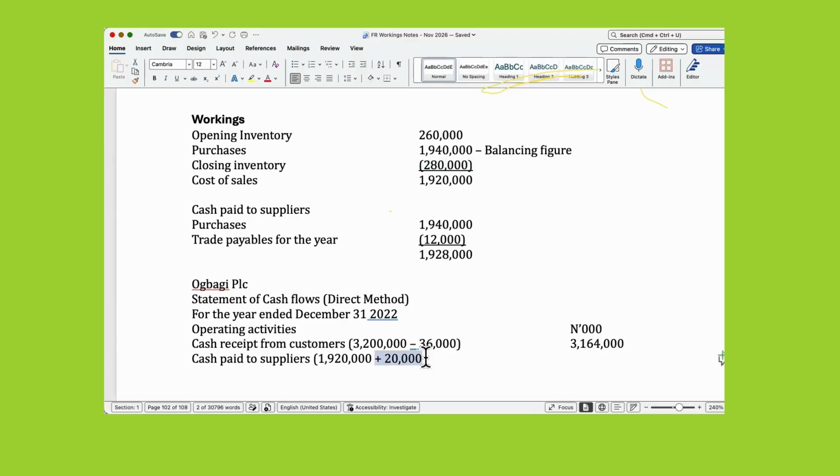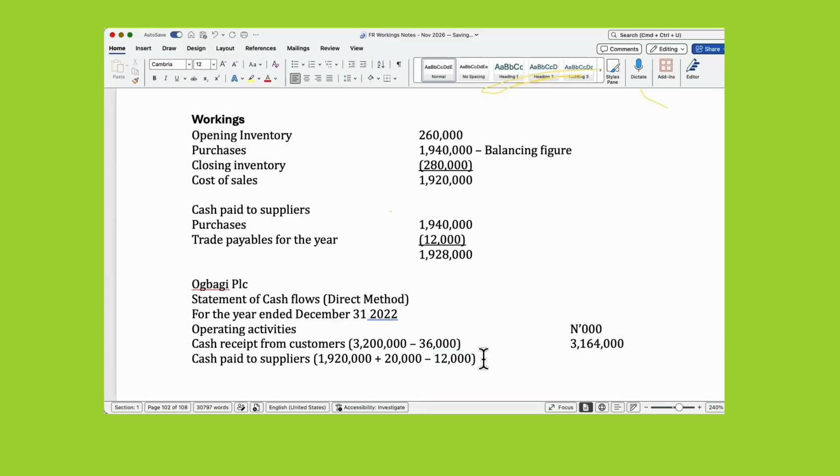So I'm going to add it back because it's a non-cash item. It was deducted. In order to remove it, I'll just add it back. Then my payables also, payables for the year is 12,000. I will deduct that as well because it's a non-cash item.